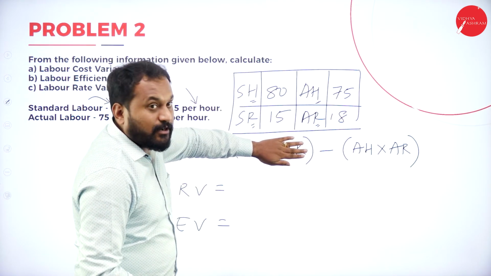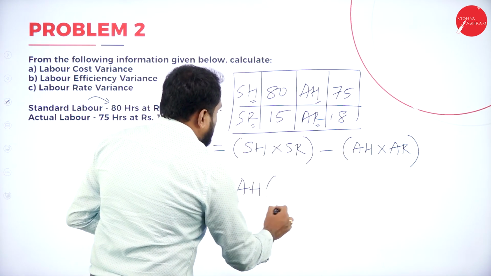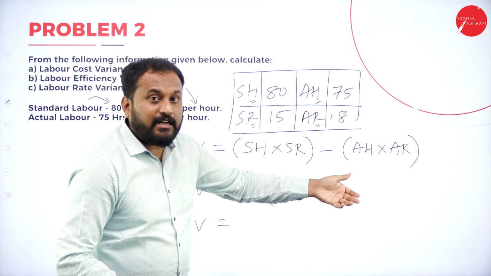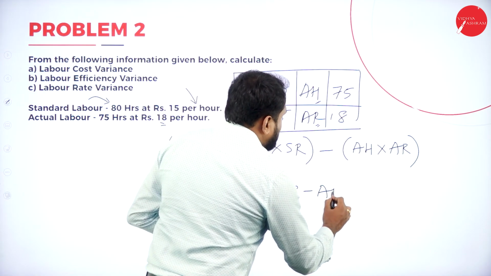You block the entire. What is the first one here? AH. Now you will write AH here. Now hours has come out. What should come in? Rate should come in. What will come first? Standard rate minus actual rate.